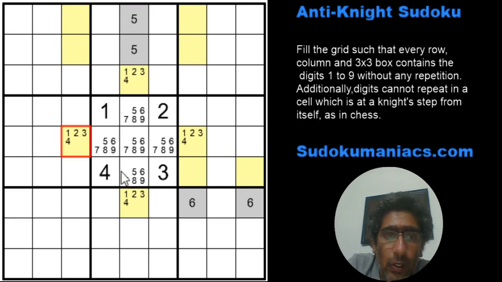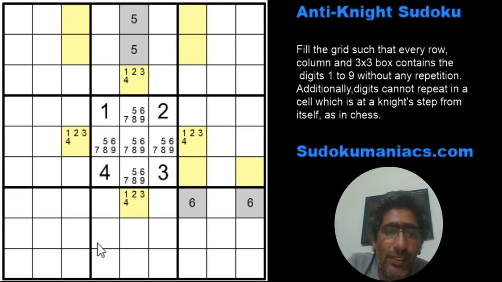It's not necessary that all these pencil marks have to form a plus. What it means is any pencil mark that is forming a part of this plus sign can never be placed in these 4, that's right, in these 4 yellow cells. Good.